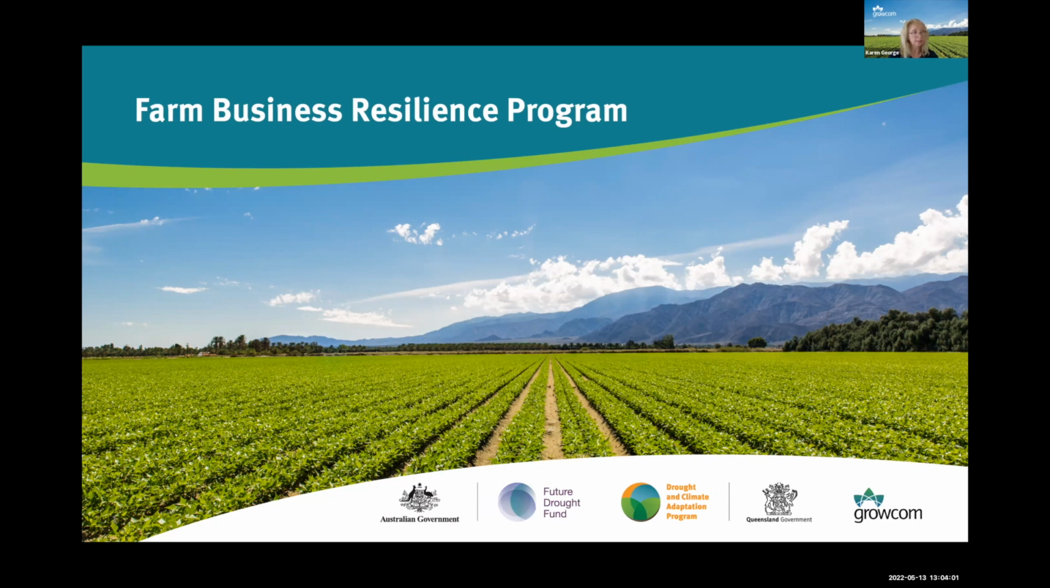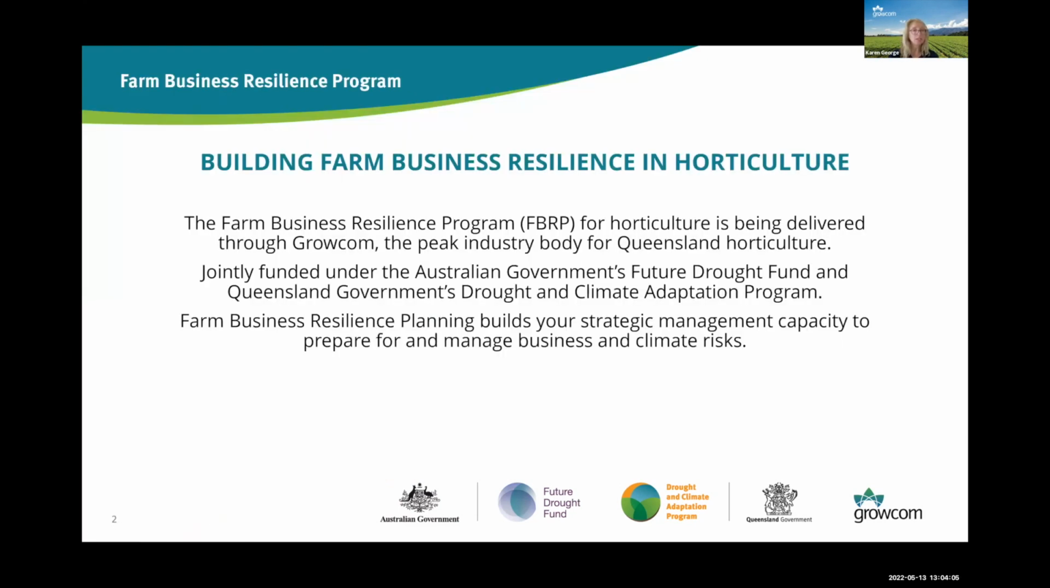Okay, now I'll just click down to the next slide. So just an overview, farm business resilience in horticulture, what it is and how it's funded. It is funded through the National Drought Fund, so it's an Australian government initiative, and also through the Queensland state government, through Department of Agriculture and Fisheries, and the Queensland government's Drought and Climate Adaptation Program. You'll see that there is quite a lot on offer through the National Drought Fund, but also through the Drought and Climate Adaptation Program across the state. Part of that is obviously the Farm Business Resilience Program, and for horticulture specifically today.